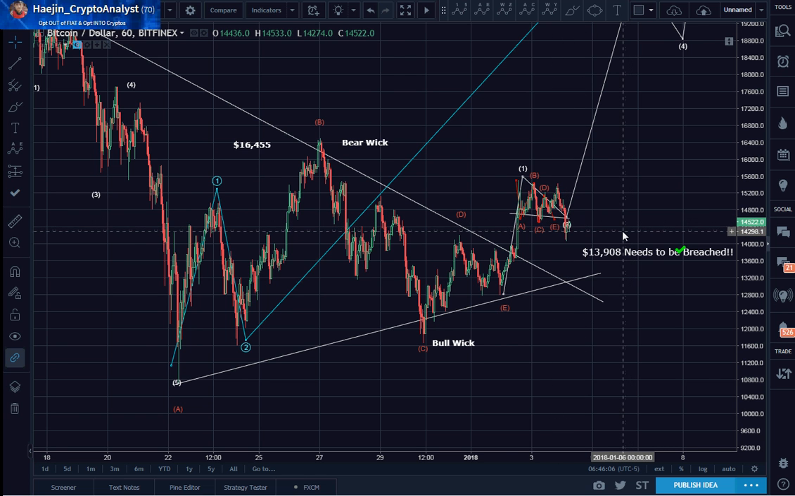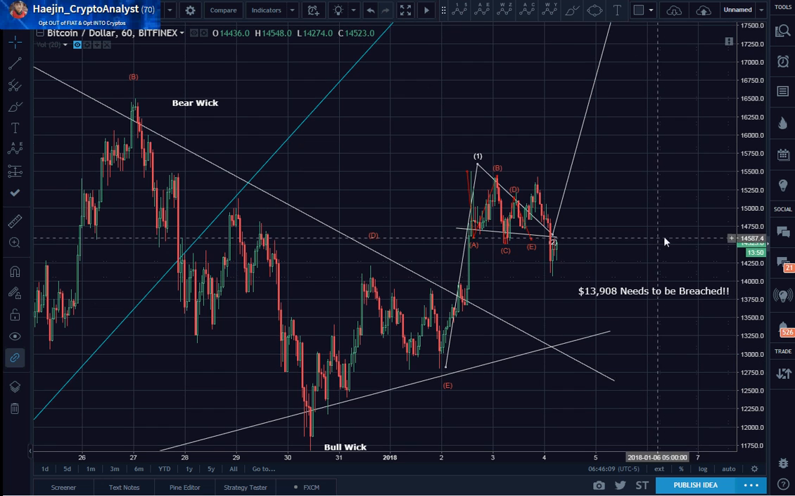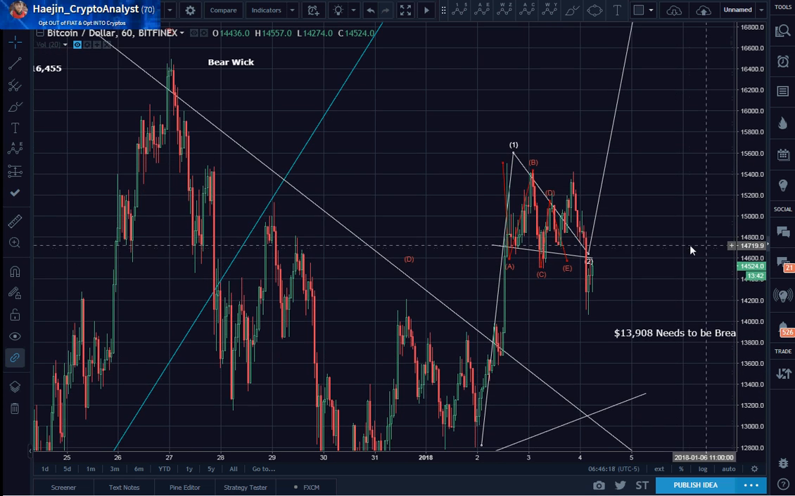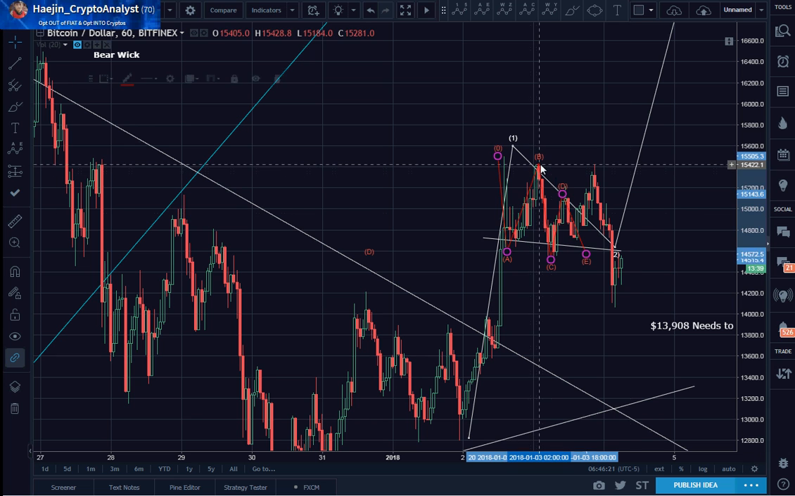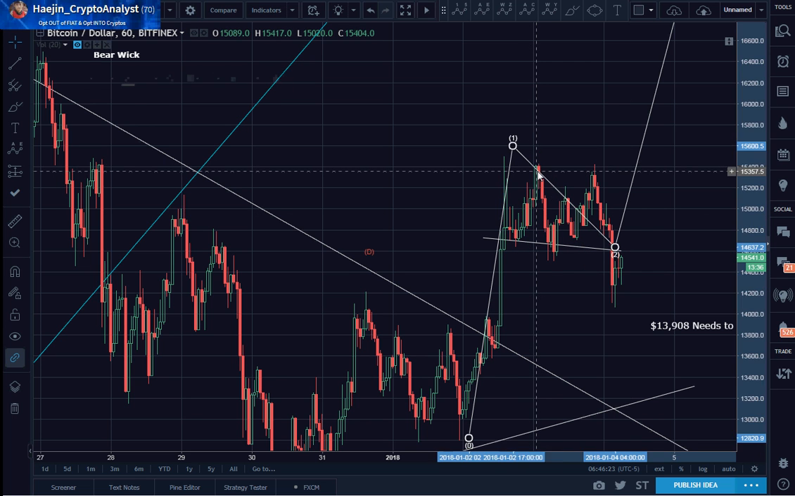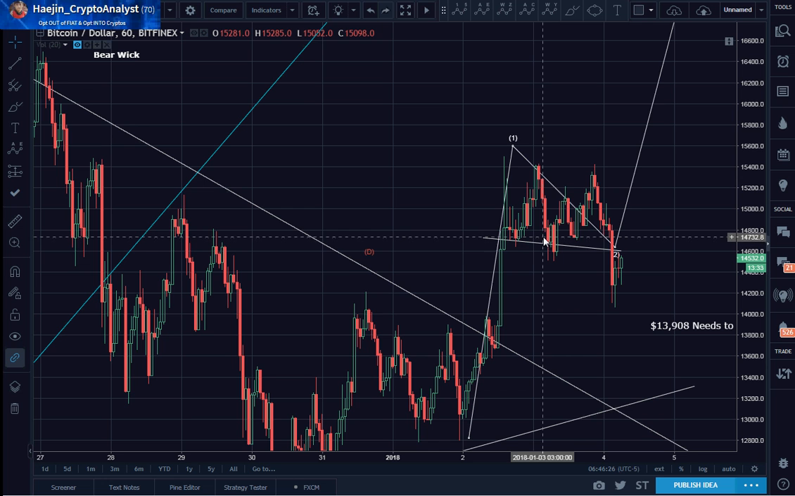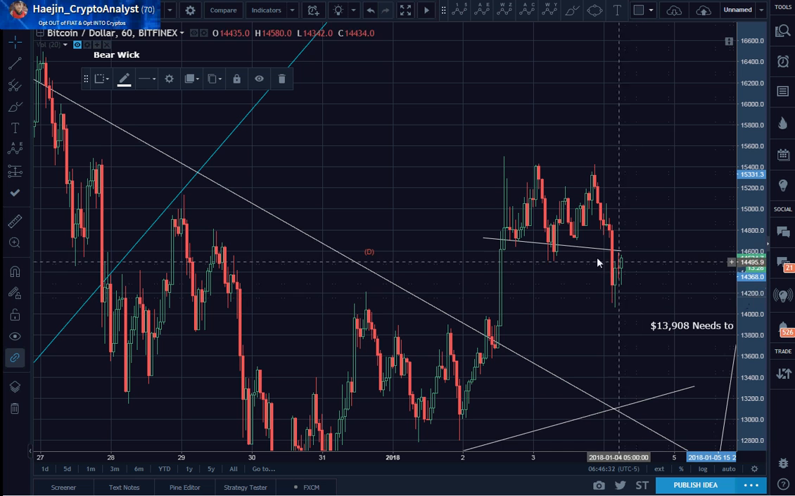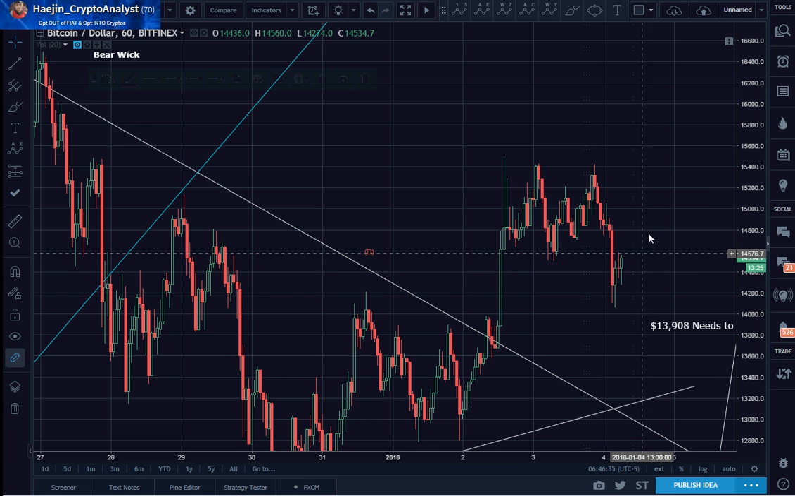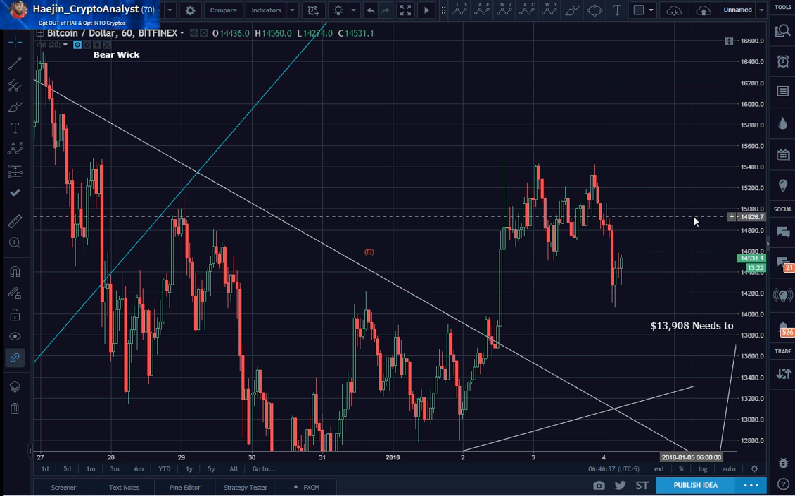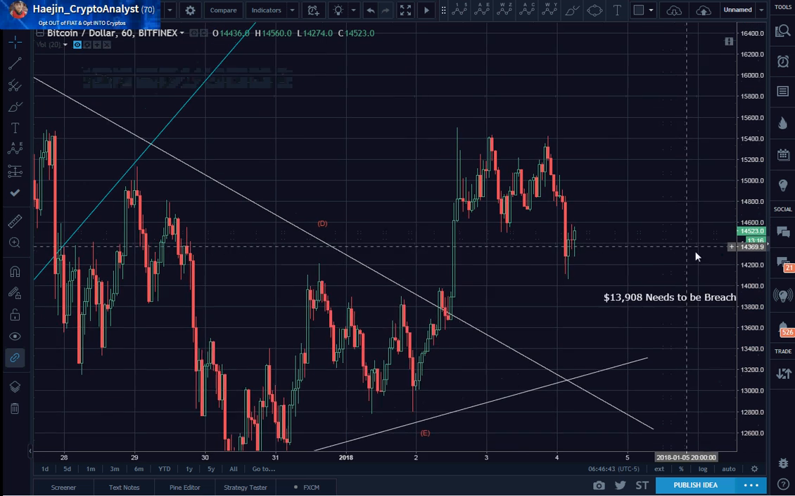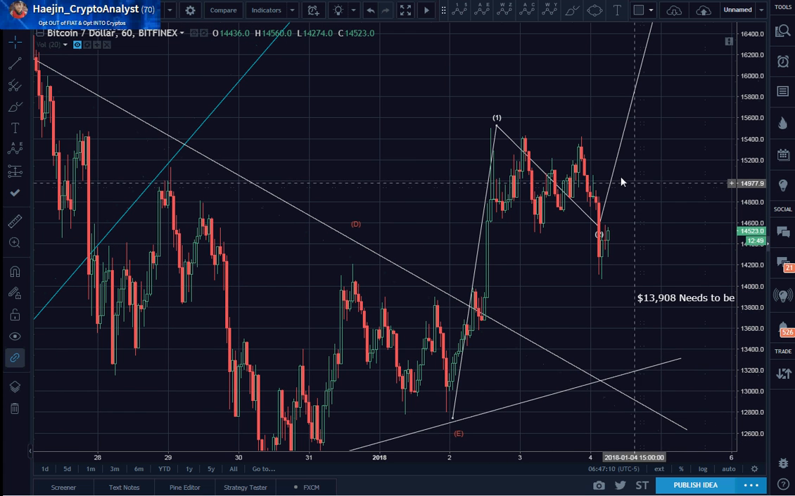So let's zoom in on this a little bit. The 13908 was breached. Put a check mark on that target. So what I'm going to do is remove these for now to get a better, oops, not that one. So actually let's go back to this one.